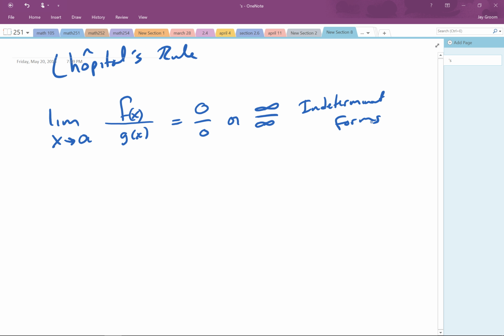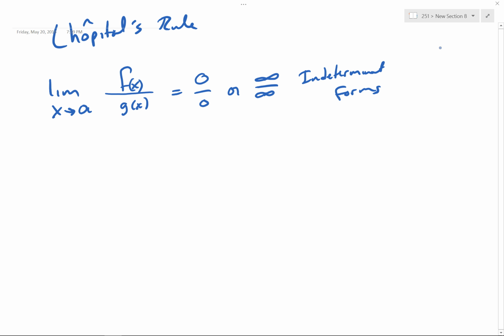Now, there are times when we can get one that's awfully close to those forms, but it's not quite there, and we have to do a little bit of algebra to force it into that. But what we need to do is figure out what the actual limit is here. So what L'Hôpital said was, if this is true, then take the derivative of f of x, take the derivative of g of x, and take the limit of that as x approaches a.